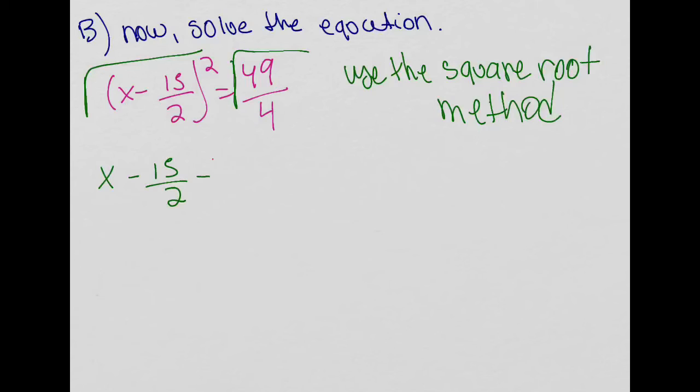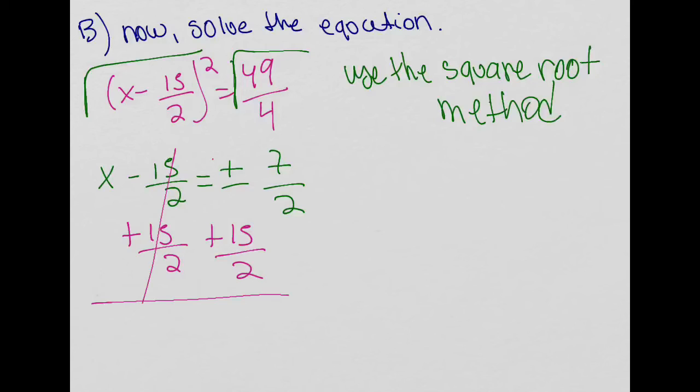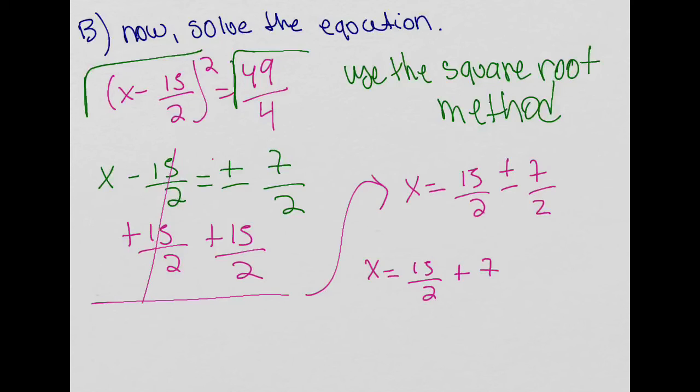x minus 15 over 2 equals plus or minus the square root of 49, which is 7, over the square root of 4, which is 2. So the next step is to add 15 over 2 to both sides. Okay, cancels. I'm going to rewrite it here. x equals 15 over 2 plus or minus 7 over 2. So then I have the two answers. x equals 15 over 2 plus 7 over 2, and x equals 15 over 2 minus 7 over 2.